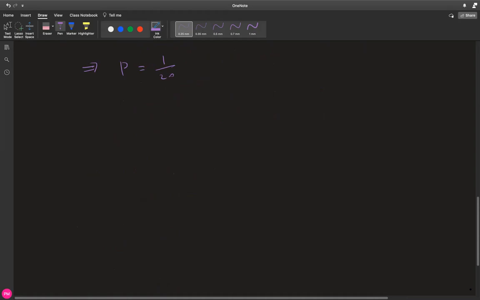So let's now go over to the next example, the second example. And let's say an honest coin, or a fair coin, a lot of people would say, is tossed 5 times in a row. And you have to find the probability of the following events.